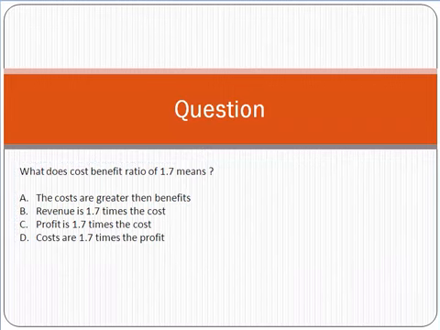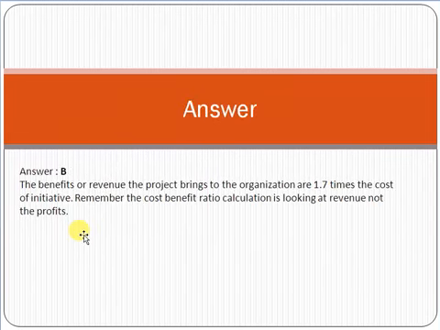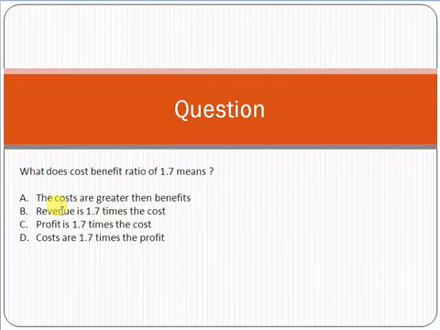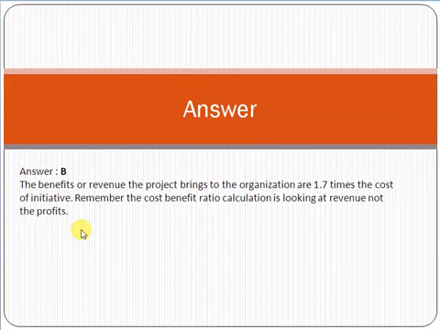Let me tell you the answer. The answer is B. Why B? Because B is revenue is 1.7 times the cost. When we talk about 1.7 times, it means that the revenue the project brings to the organization is 1.7 times the cost of initiating or starting the project.